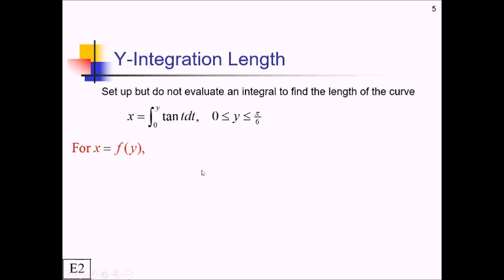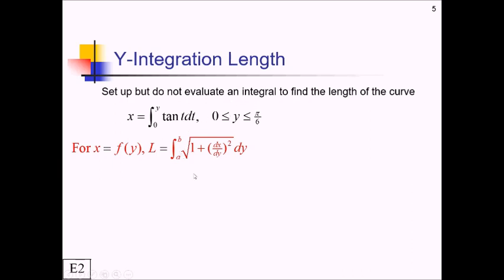Instead of having the square root of 1 plus dy over dx, we're going to have integral from a to b square root of 1 plus dx over dy squared. And then we'll have a dy. Basically what happened here is we factored out a dy squared and square rooted it instead of factoring out a dx squared. Same idea though. So using this formula, see if you can set up an integral to find this length.